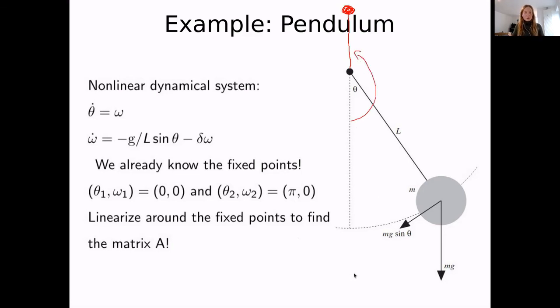Okay. So what we now do is we linearize around these two fixed points to find this matrix A, to analyze the eigenvalues of this matrix, and then to say whether it's a stable or an unstable fixed point.